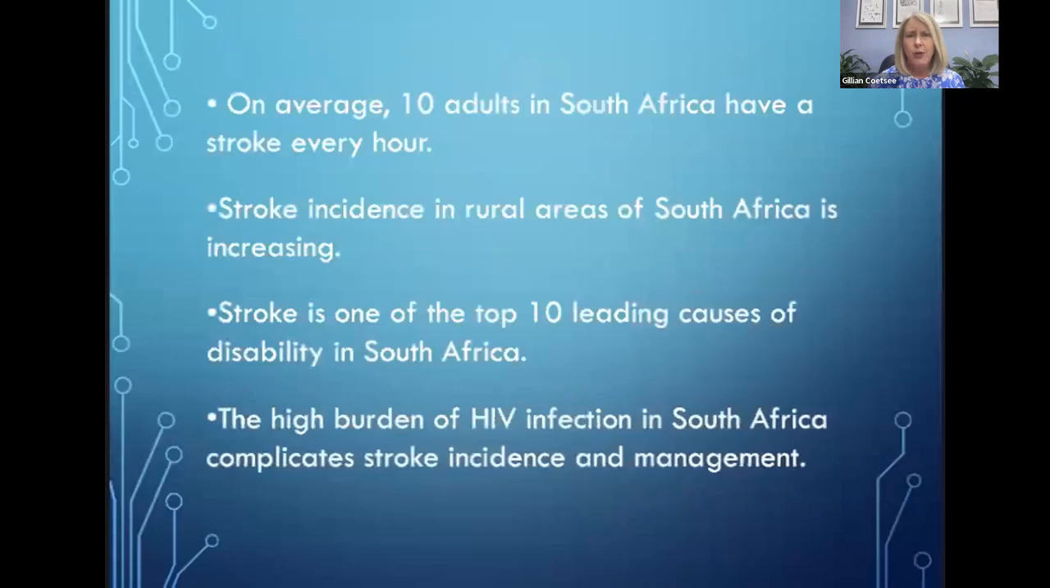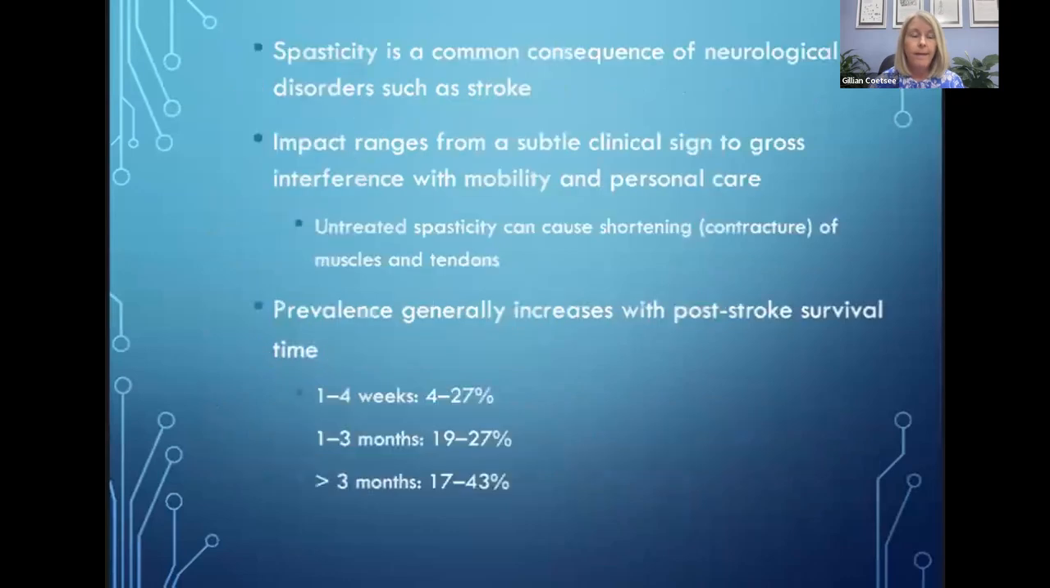Why do we need to manage the neuro hand? Well, on average, 10 adults in South Africa every hour have a stroke. That's a lot of hands. Stroke incidence in rural areas of South Africa is increasing, and stroke is also one of the top 10 leading causes of disability in South Africa. And again, the high burden of HIV infection in South Africa also complicates the stroke incidence and the management thereof.